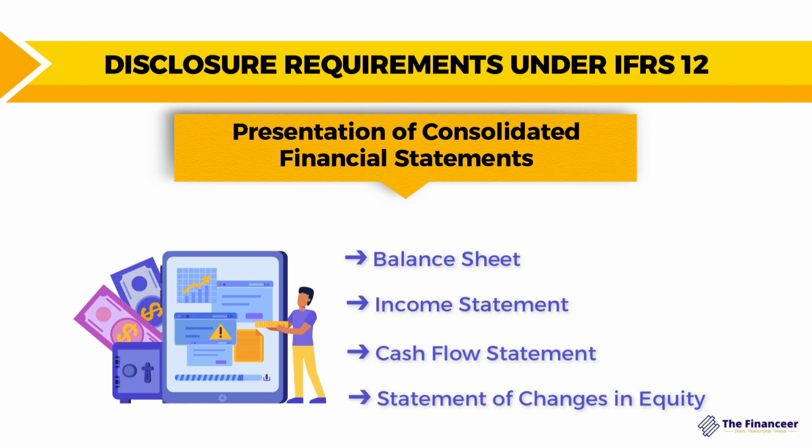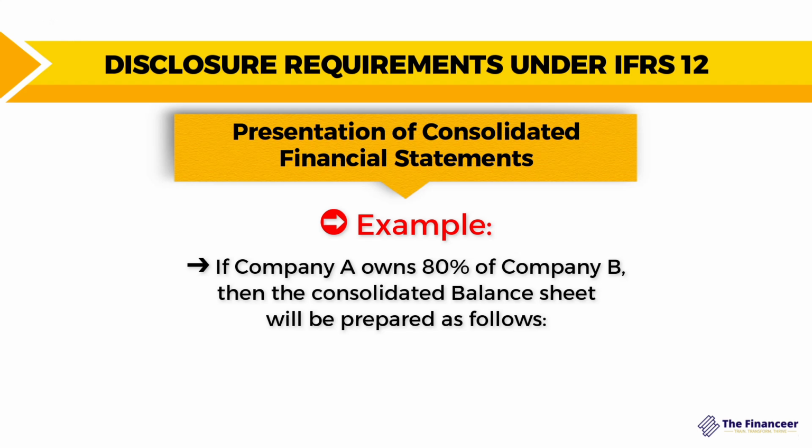And the last financial statement that the entity must provide is the statement of changes in equity, which shows the changes in the shareholders' equity during the reporting period. So if company A, for example, owns 80% of company B, then the consolidated statement of financial position will be prepared as follows.